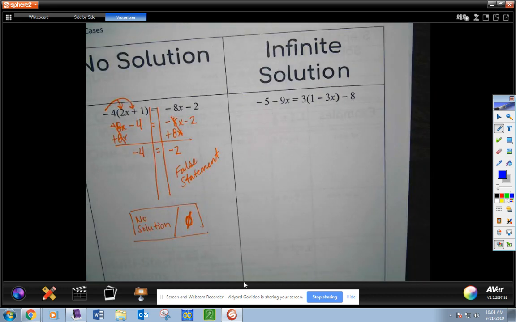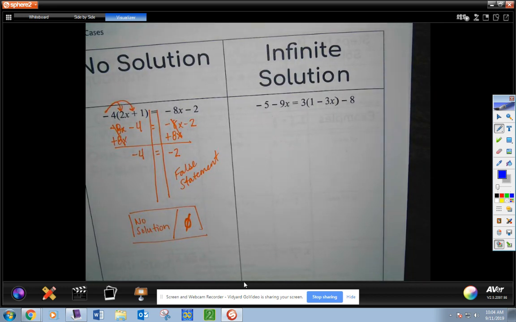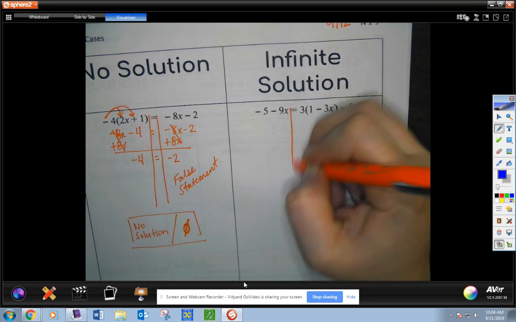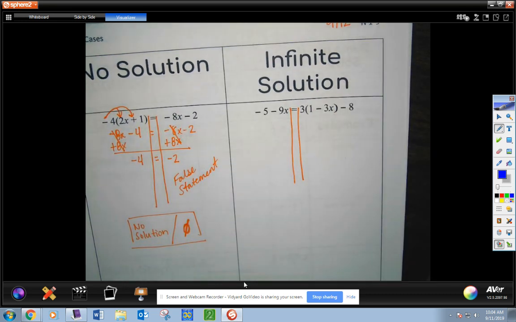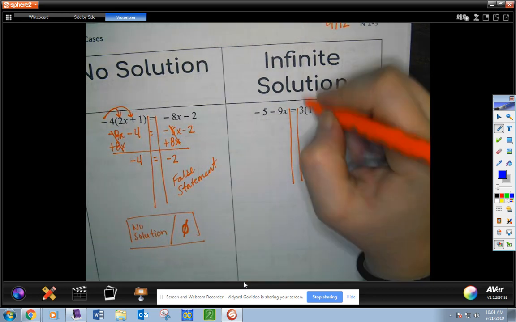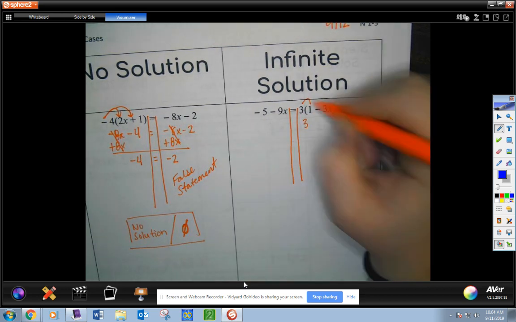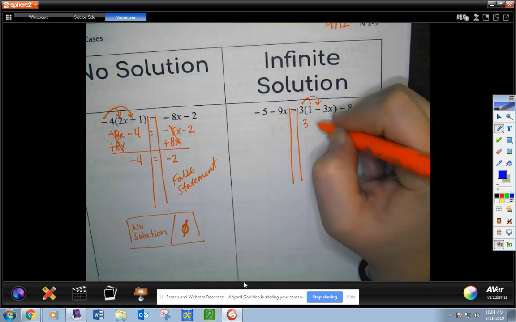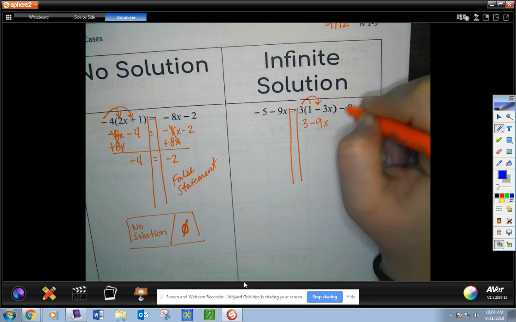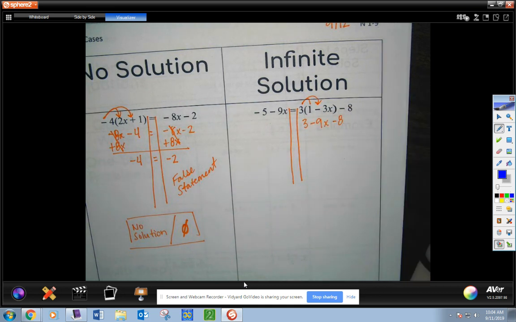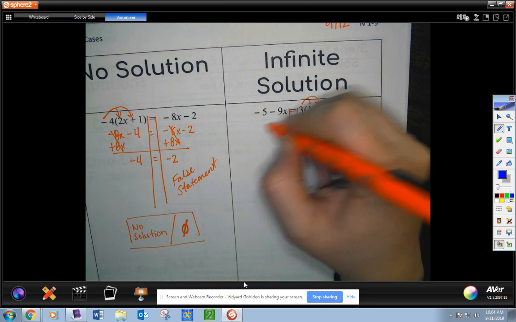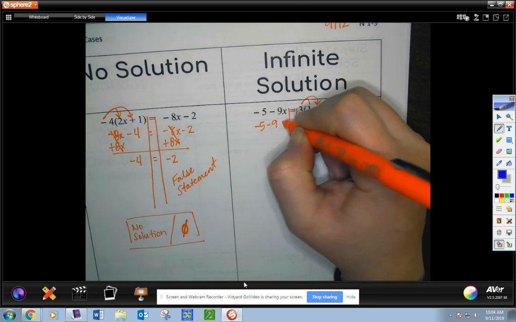Okay, now the opposite of no solution is an infinite solution. So showing you an infinite solution, I'm going to draw my bars. And the first thing I'm going to do is step 1, which is distribute. We're going to do 3 times 1, which is 3. 3 times -3x is -9x. And then I just bring down the -8 because that is not in parentheses. There's no distribution on the left side, so I leave it alone.